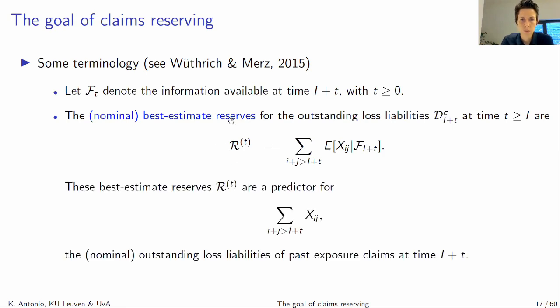So these best estimate reserves, they are a predictor for the underlying random variables, of course. We call them nominal here because, like Kevin already introduced, they don't take any time value of money into account. But this is often what we refer to as our best estimate. Right? And we go for an estimate of the expected value of these random variables that represent our cells in the future of our runoff triangle.